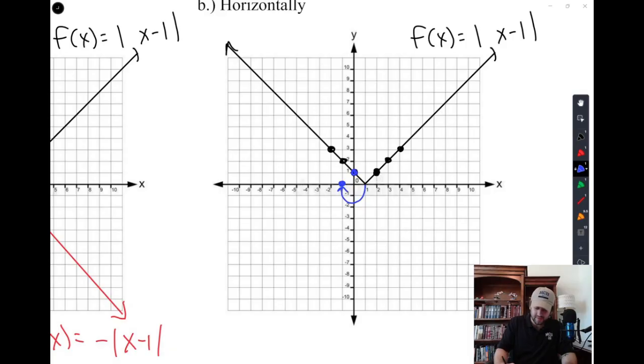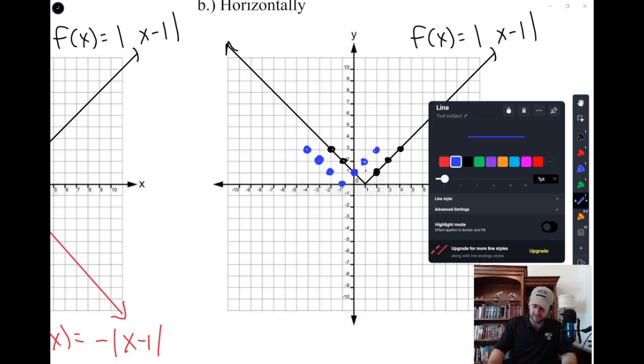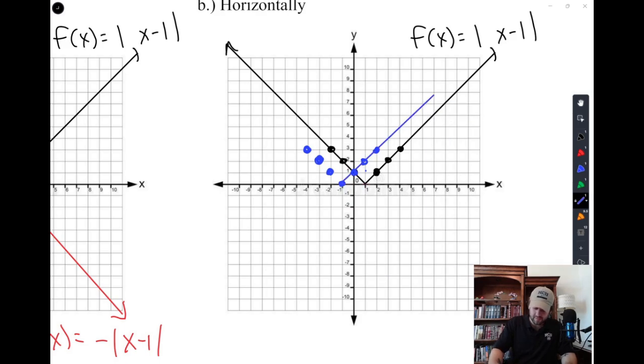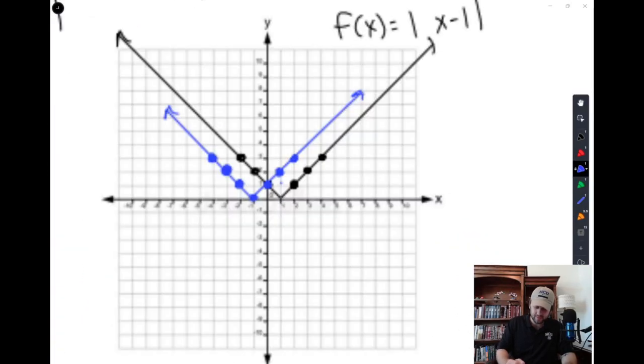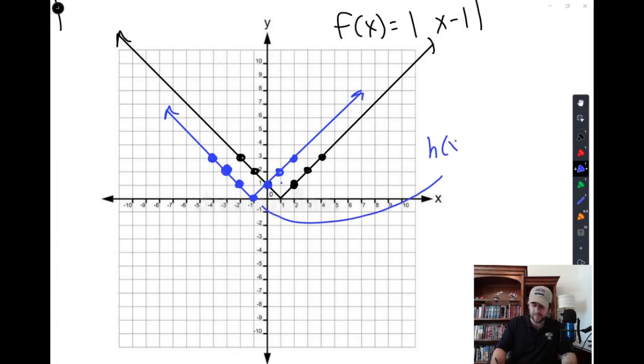And so any point, so this is 3 away right here, and so it better be 3 away over here. And this is 4 away, so it better be 4 away. And basically I'm taking every point and mirroring it to draw a new blue absolute value function graph. So it looks a little bit like that. Put some arrows on it so that you know it goes on forever. And then we called the last one g of x. So we'll call this blue function h of x.